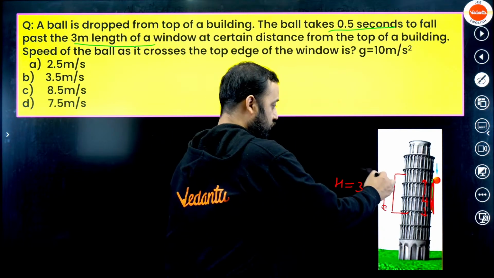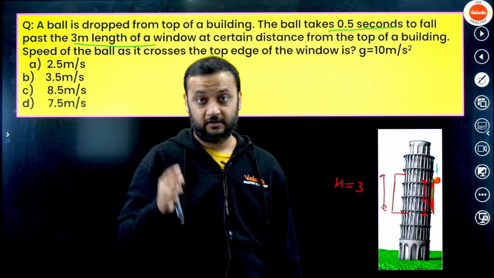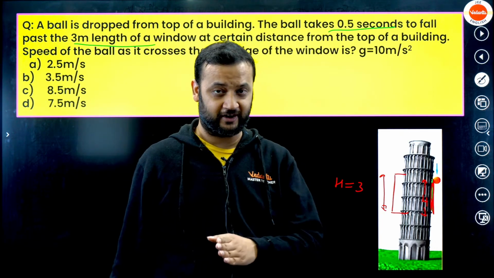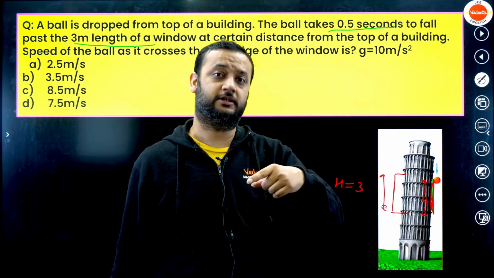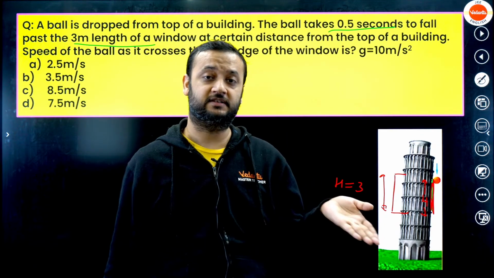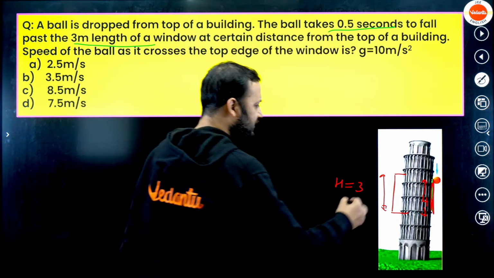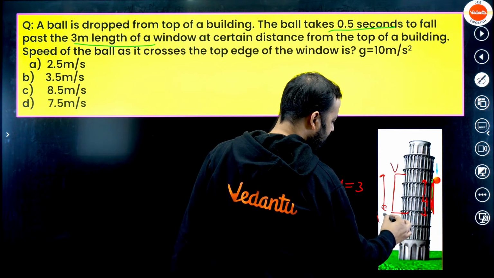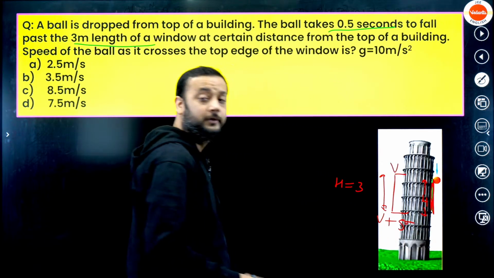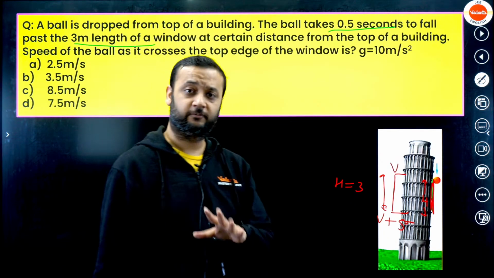Hi Harika. So that means in 0.5 seconds, how much will the velocity change? Gravity increases velocity per second by 10, so in 0.5 seconds, gravity will increase velocity by 5. Very simple. So if velocity is v over here, velocity here will be v plus 5, because velocity would have increased by 5 in 0.5 seconds.